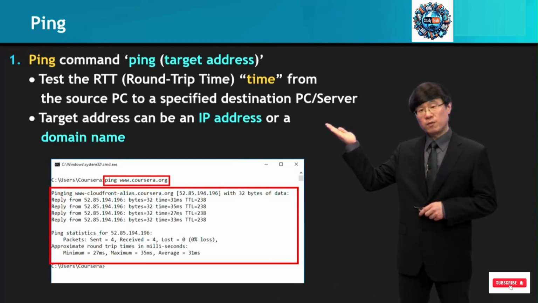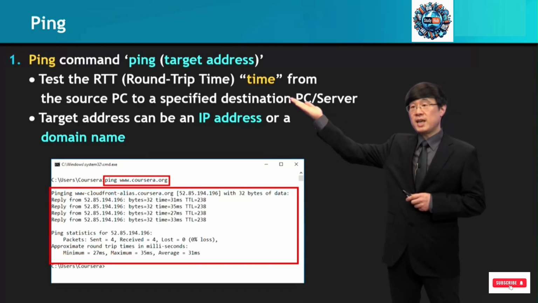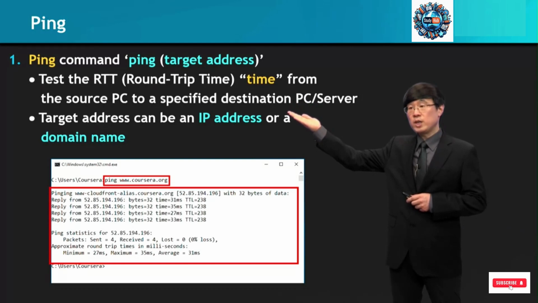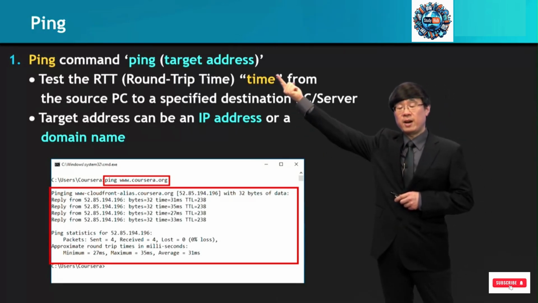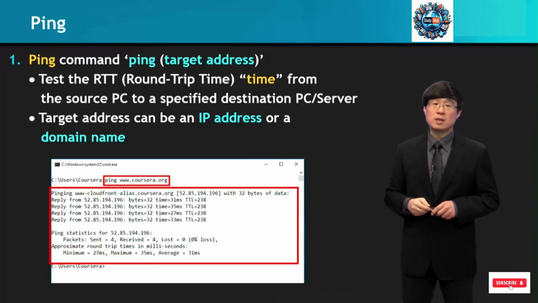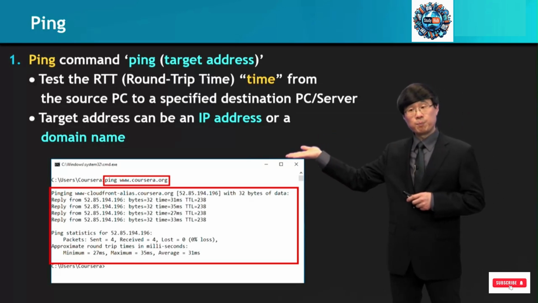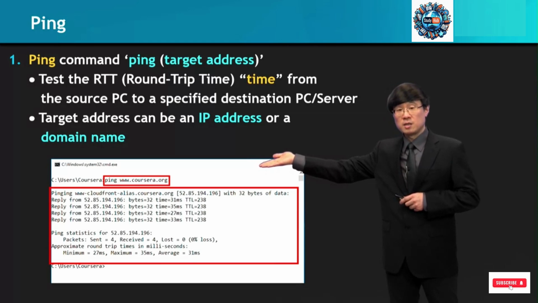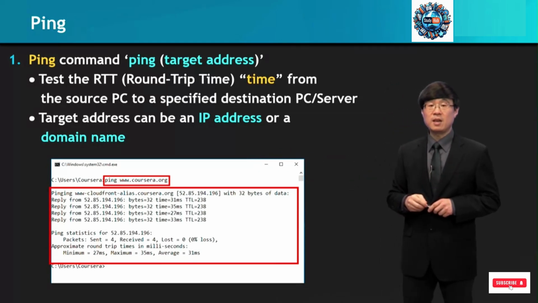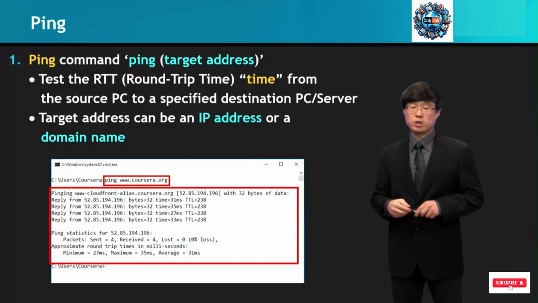Another powerful function is the ping command, which you can use to test the round-trip time from the source PC, which is your PC, to a specified destination PC or a server. The target address that you write in up there can be the target destination's IP address, or you can use the domain name. And here we're using the domain name www.coursera.org. And the information, as you see down here, will show up.